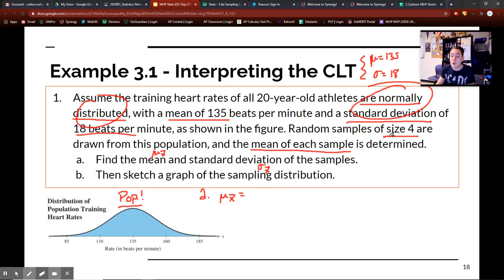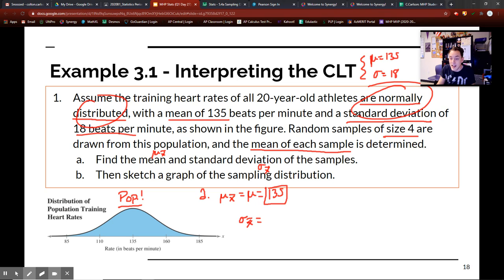So I don't care if this is greater than 30, right? Which means, either way, even if it was greater than or equal to 30, your sample mean is going to equal your population mean. If your population mean is 135, your sample mean is 135. Now, what is your sample standard deviation? The standard deviation of your sample means.